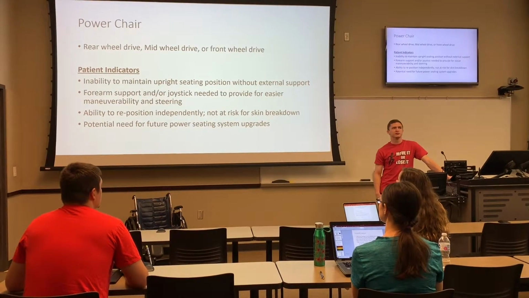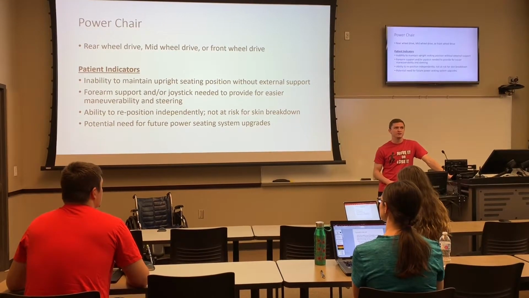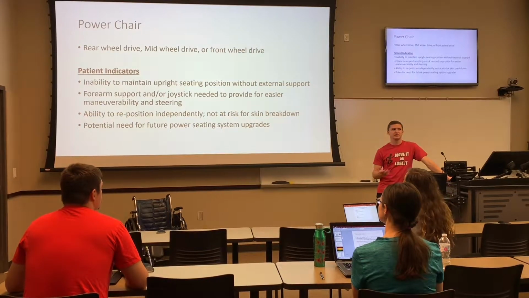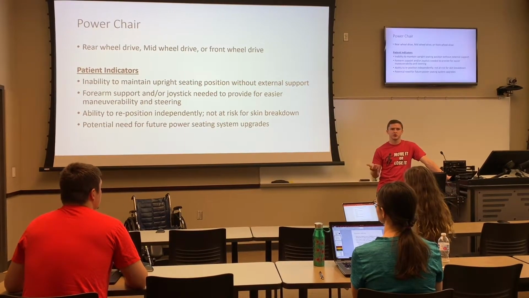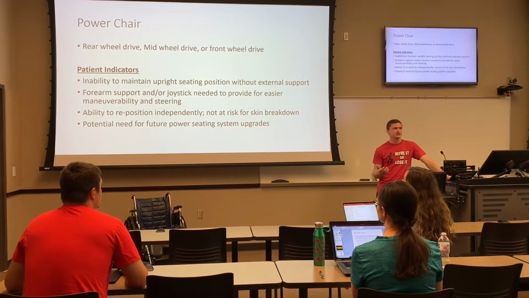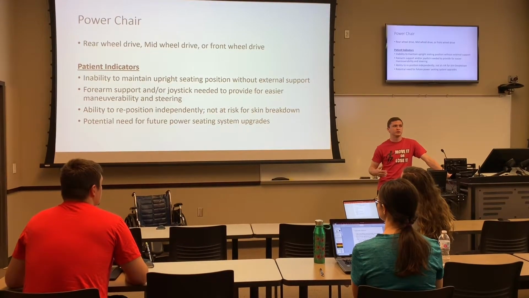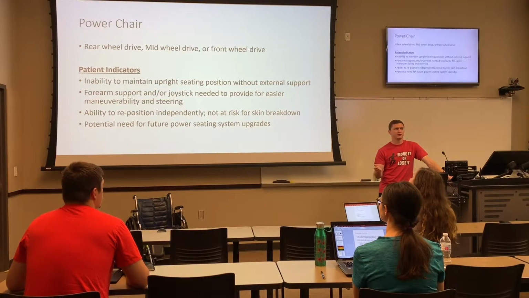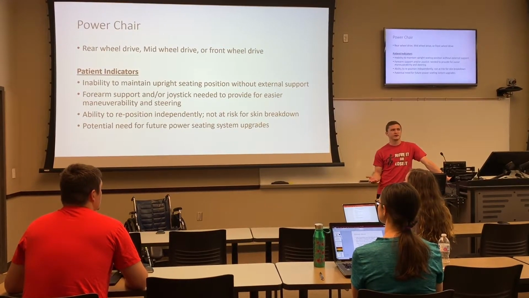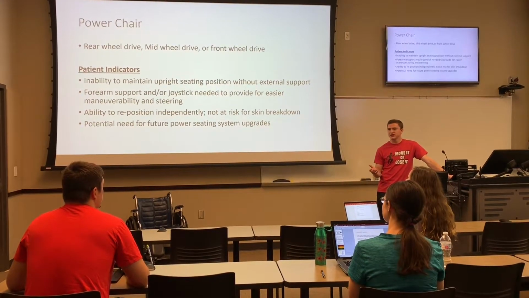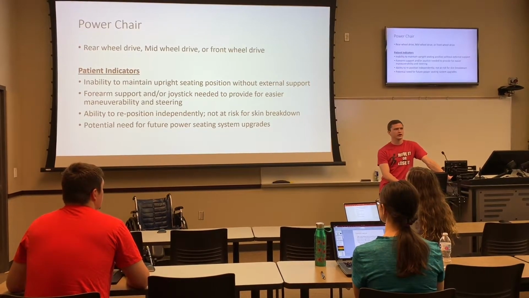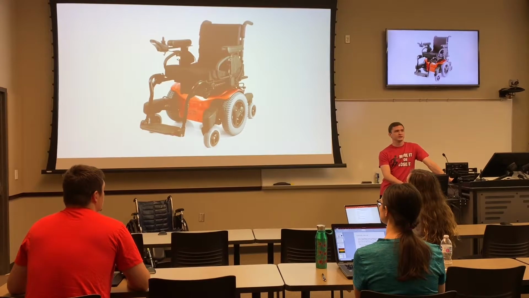After that, patients typically move on to a power wheelchair. It can be driven from the front, middle, or back wheels. With this, patients typically have an inability to maintain an upright posture, so they need a little bit more external support from the chair. And so this chair has that external support as well as a forearm support and a joystick so that they can maneuver themselves around that way. With these chairs, one thing to be cautious of is that some of the power systems in the chair sometimes need to be upgraded every once in a while due to typical wear and tear. And here's a picture of that chair.